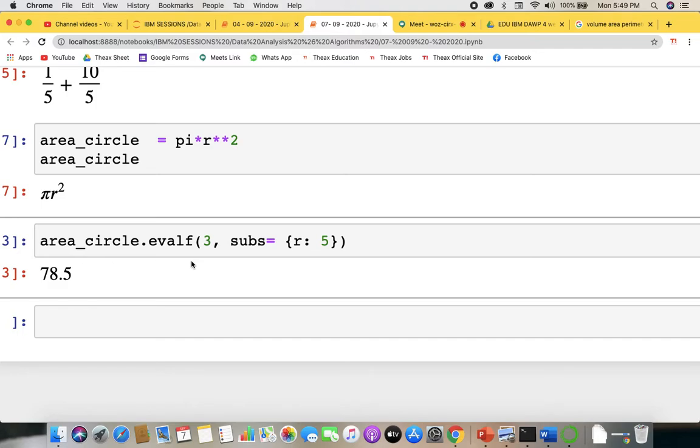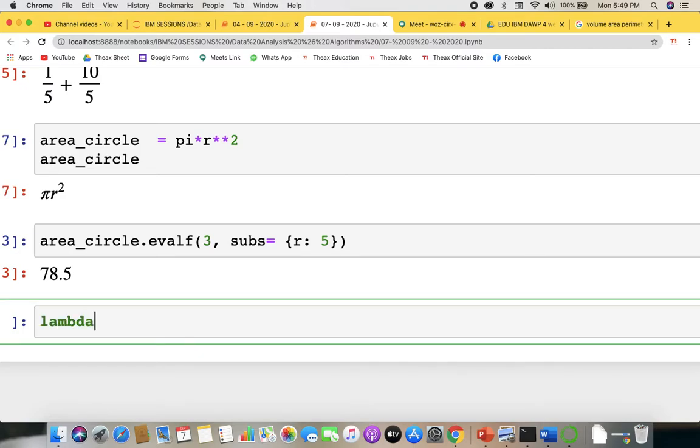You can take as many parameters as you want, but it can have only one expression. So for one expression, you can take any number of arguments. Its syntax is: you write lambda, it's basically an anonymous function, and you can use it like a function. You write lambda, then your arguments, and then you write the expression. That's the syntax of writing a lambda, right?